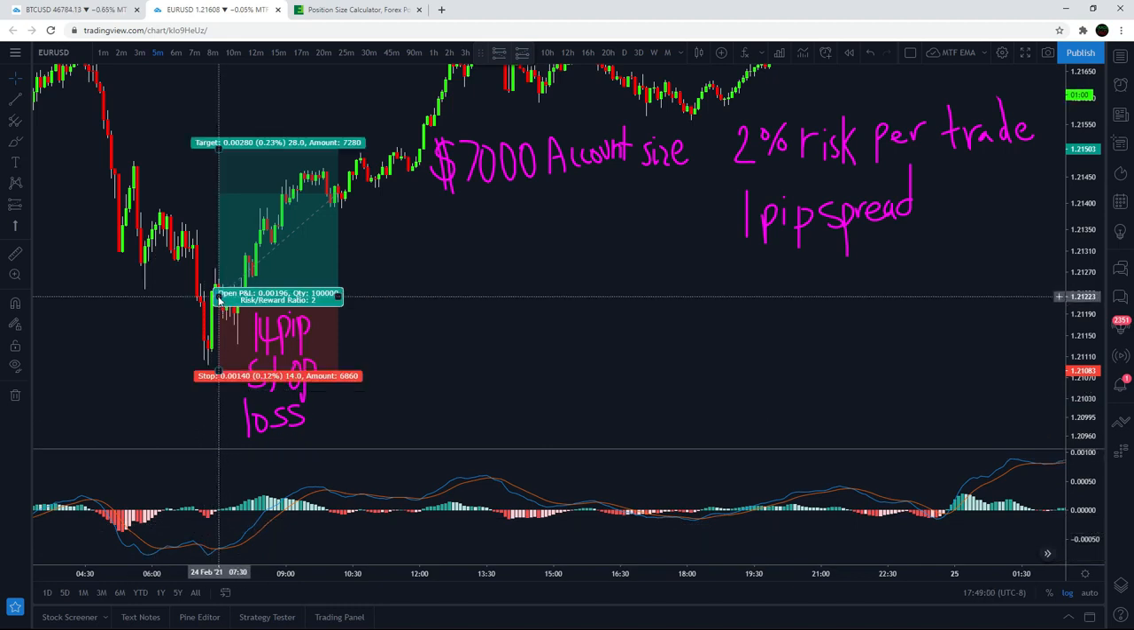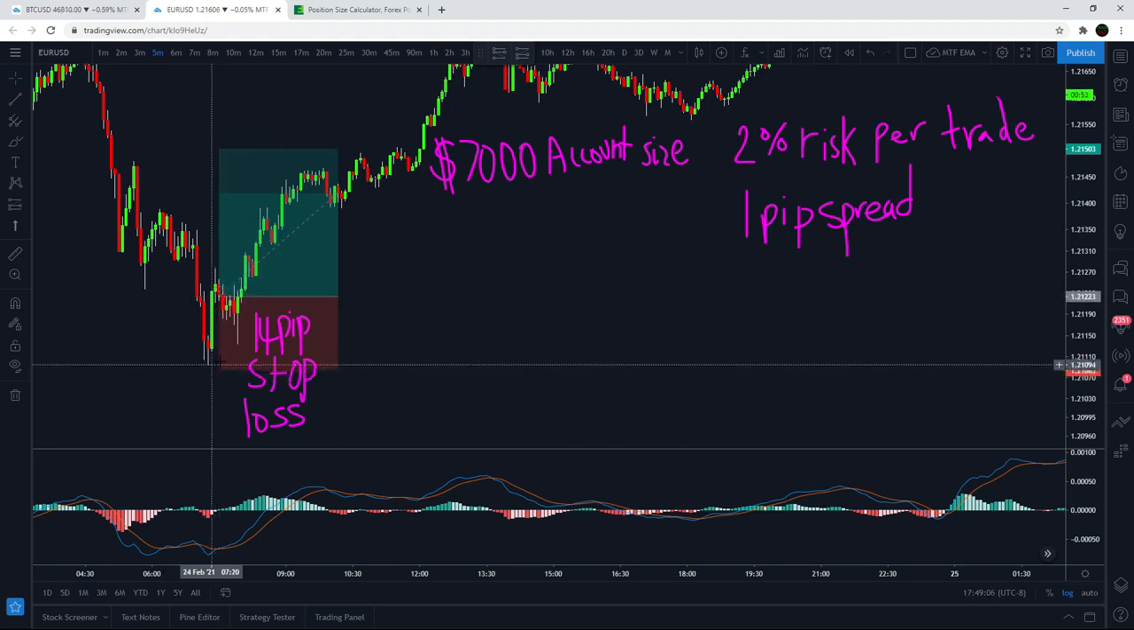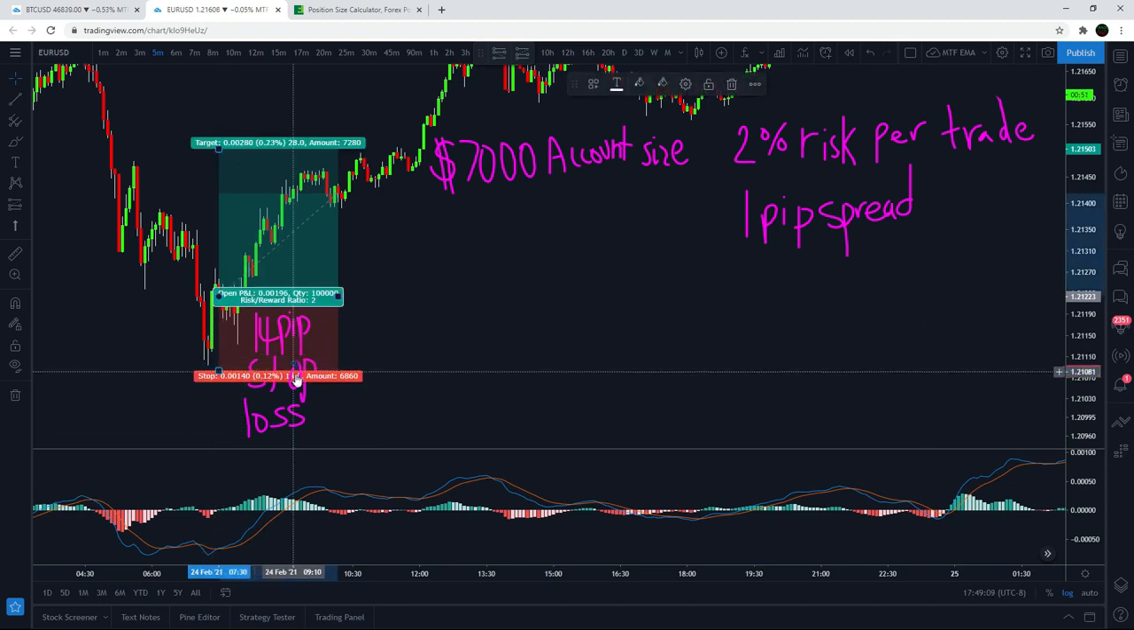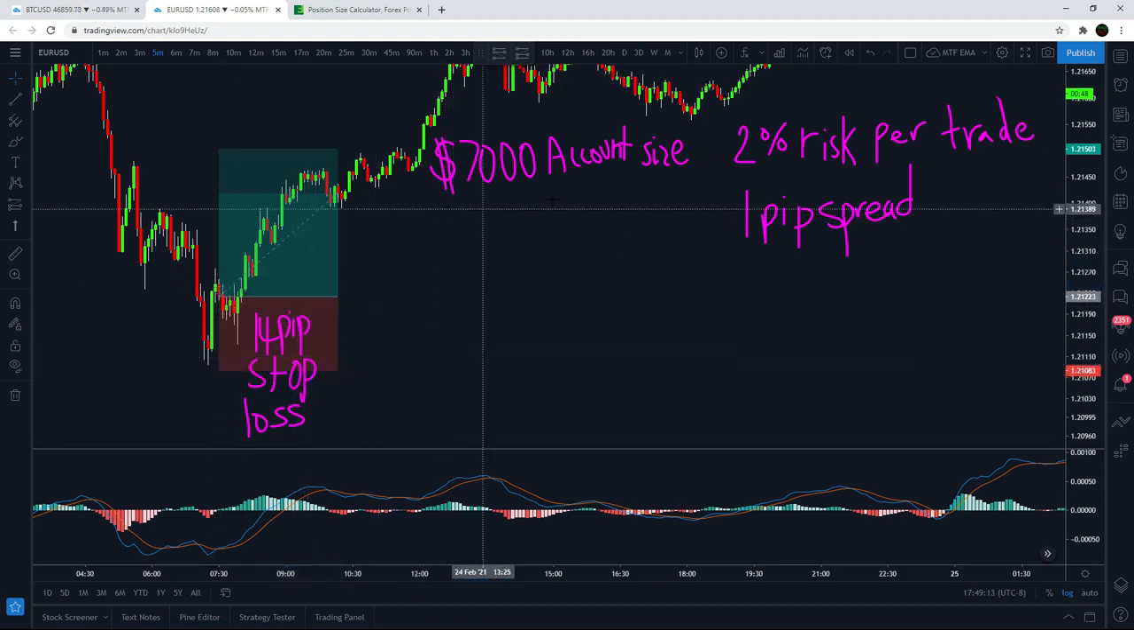The first thing you need to know is how far away is your stop loss from your entry in pips. So let's just say you're going to put your stop loss below the swing low and it's 14 pips away from your entry. Next thing you need to know is what's the account size that you have, and 7,000 is what we're going to say. Then you need to say, okay, how much do I want to risk on this trade? Well, we're going to say 2% risk per trade.